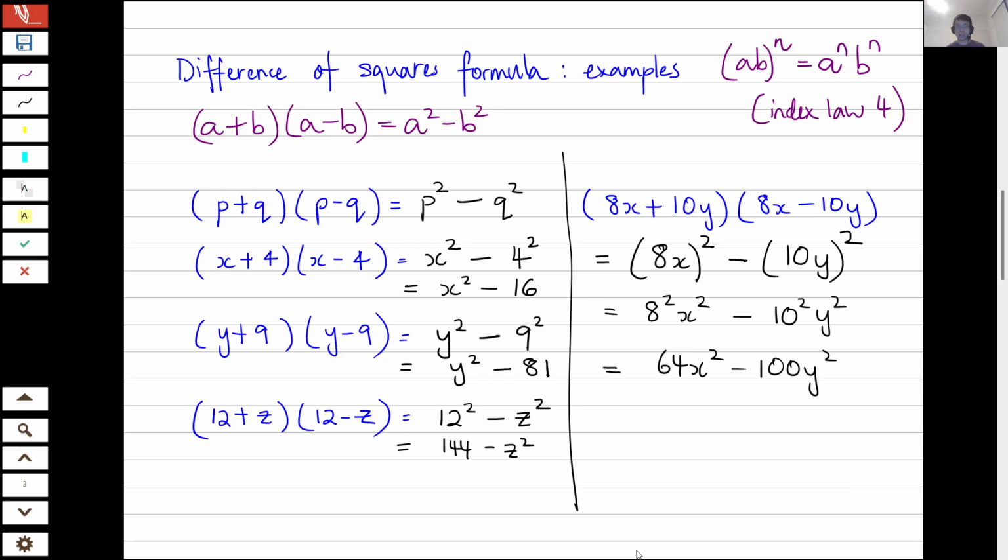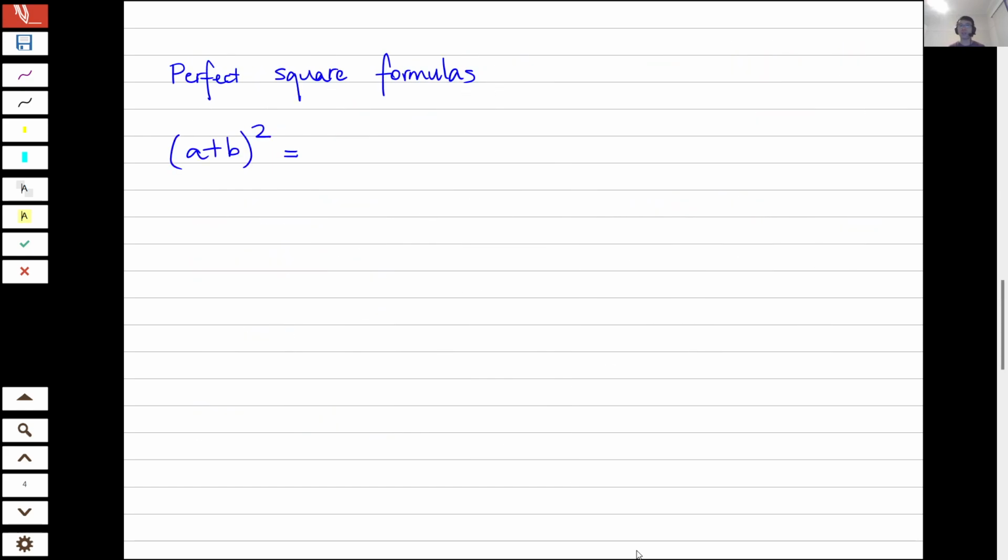Now I'm going to show you two more formulas. And this one is probably new. If you were in my Year 9 class last year, I did this very, very quickly. This year we get to spend a little bit more time on it. So what we want to do is expand a plus b in brackets all squared.